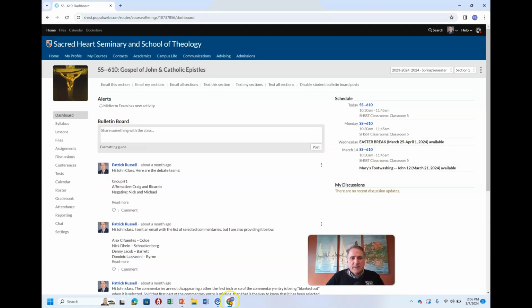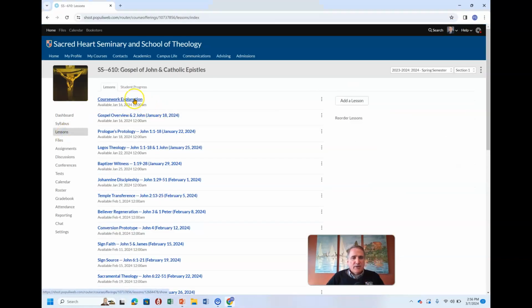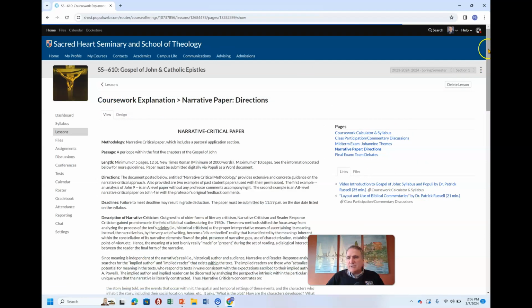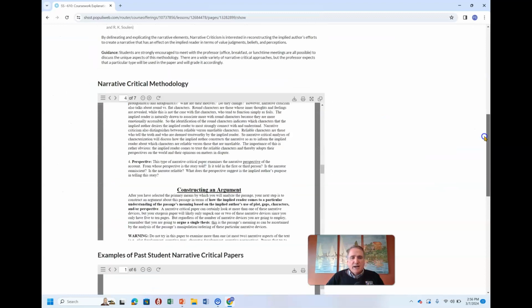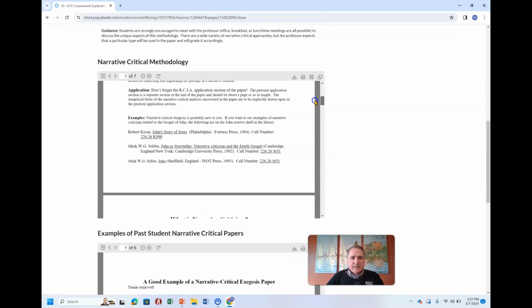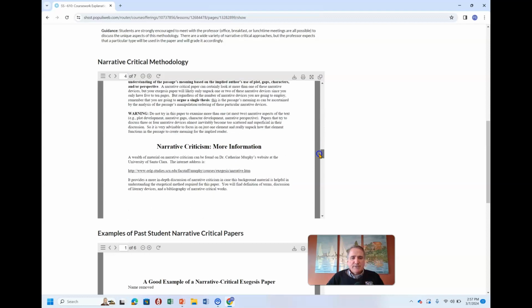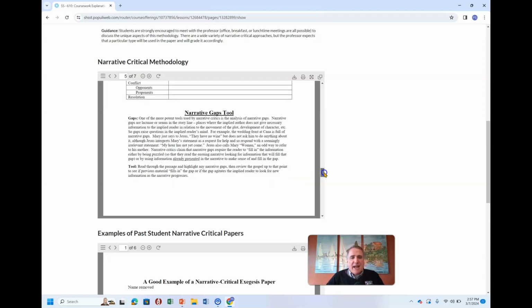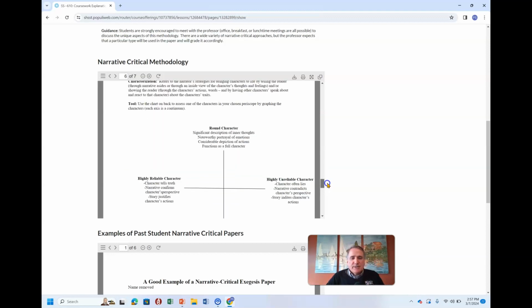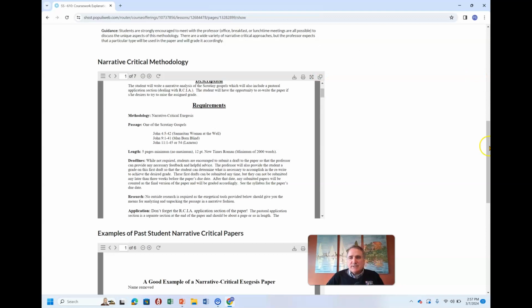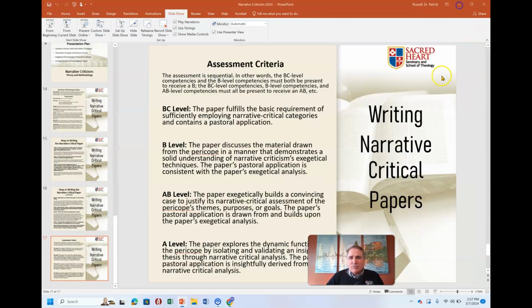If we go here, then simply go to lessons, go to coursework explanation, go to narrative paper directions, and as you scroll down, you'll see I give you a couple examples of narrative past papers. Here I have a document, and as you scroll through it, you'll see I give you tools you can use. Here's my plot tool, and use these to the degree they're helpful. I have a narrative gap tool, I have a characterization tool. These are just meant, if they're helpful, great. If they're not, don't worry about it. But these are meant to give you a kind of resource so you can figure out how to write this kind of paper.